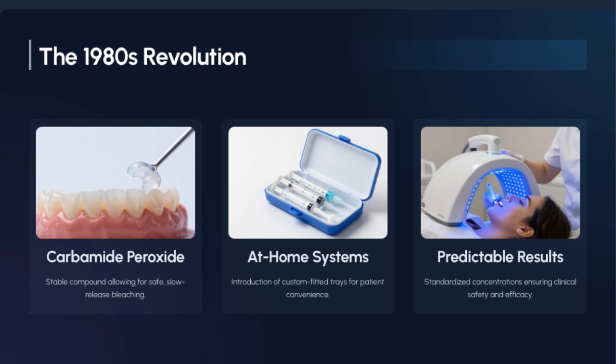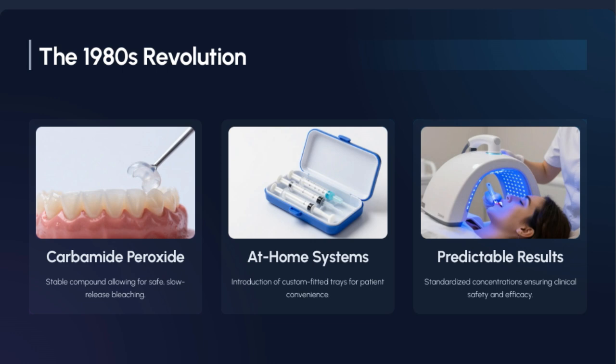Moving on, we also see the rise of at-home systems. These are designed to give patients the ability to whiten their teeth conveniently in their own time, with the peace of mind that the products are safe and effective. A key component here is carbamide peroxide, a stable compound that allows for slow, controlled release of bleaching agents. This slow-release mechanism enhances safety because it minimizes irritation and provides a gentle, consistent whitening effect.